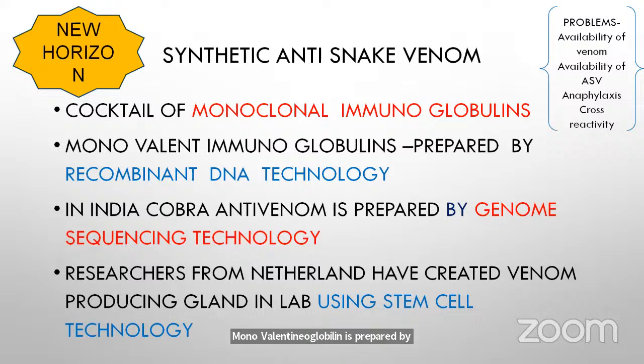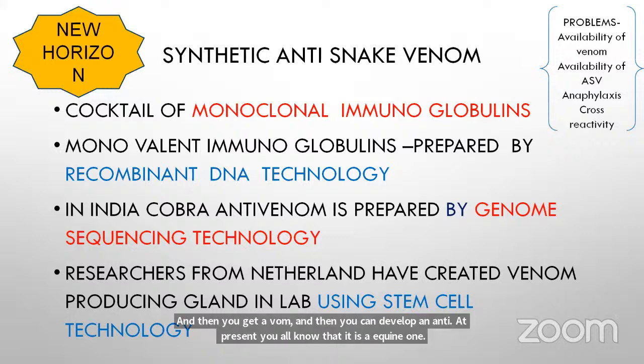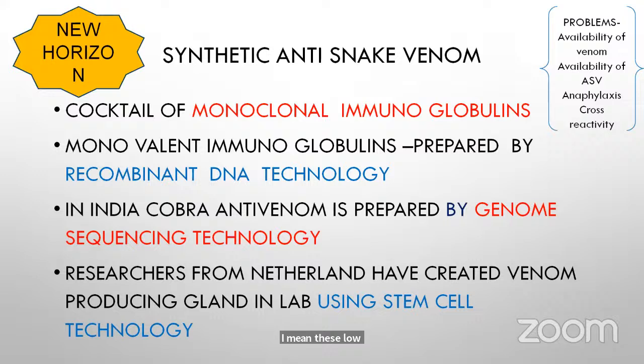In India, cobra antivenom is being prepared by genome sequencing technology. And researchers in the Netherlands have created a venom-producing gland using stem cell technology. So a gland is created, you get the venom, and then you can develop an antivenom. At present, as you all know, it is an equine one: low doses of venoms are injected into the horses, and their serum is collected and pooled, preparing the ASV.